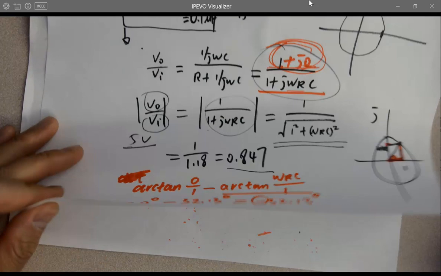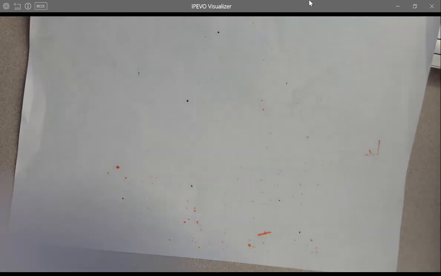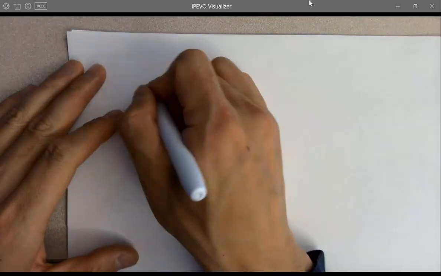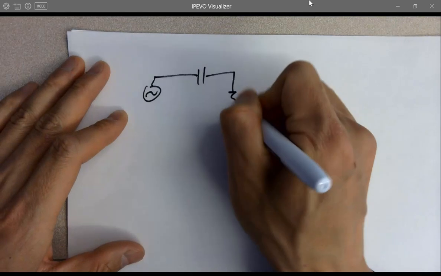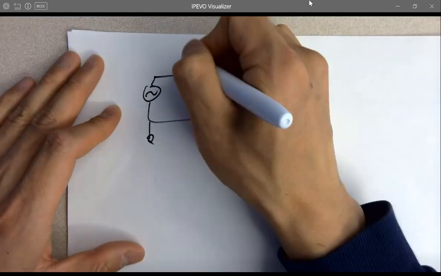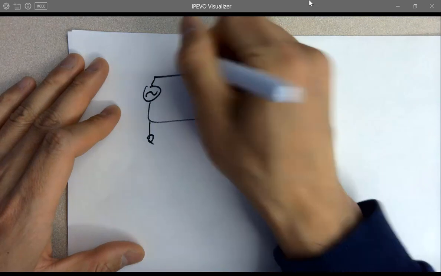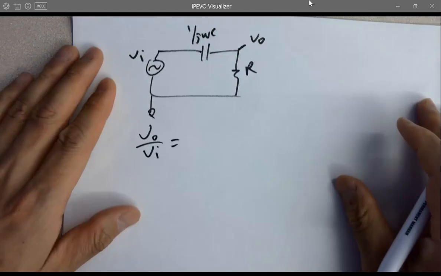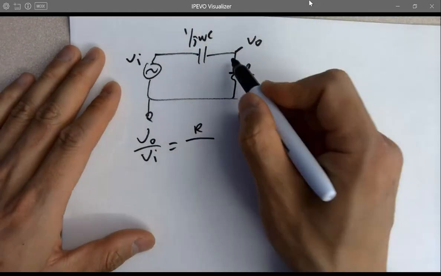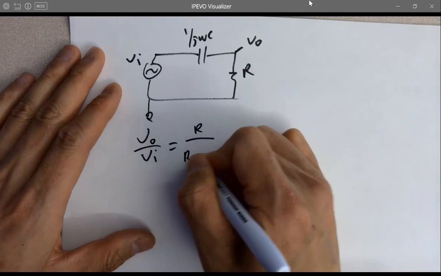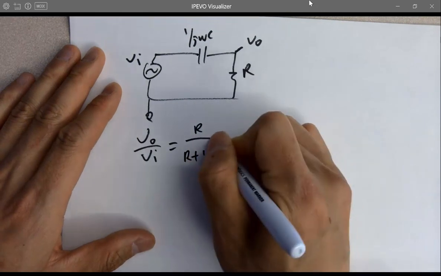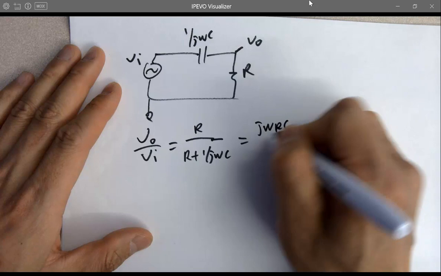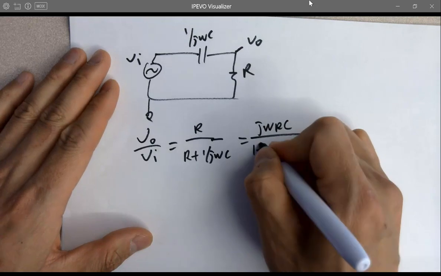That's a low pass filter. What about a high pass filter? It looks slightly different. 1 over j omega c, it's R, it's VL, this is V in. So VL over V in equals R over, that's the output stage, R plus 1 over j omega c. And times j omega c on the top and bottom, you're getting j omega RC over 1 plus j omega RC.